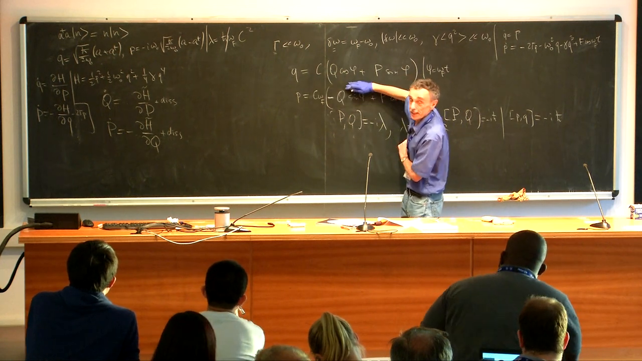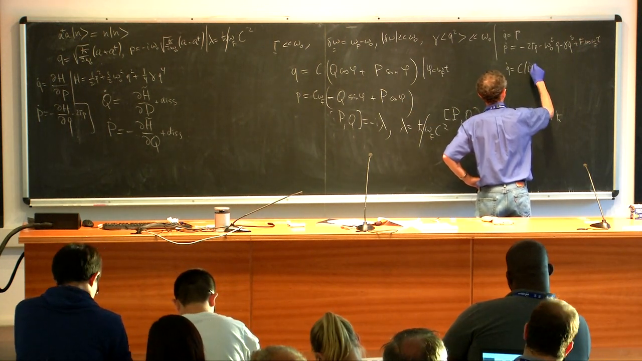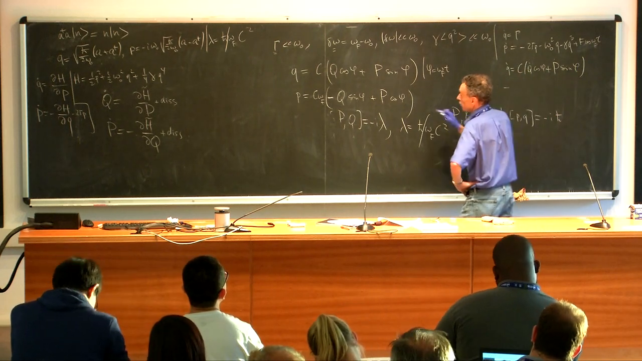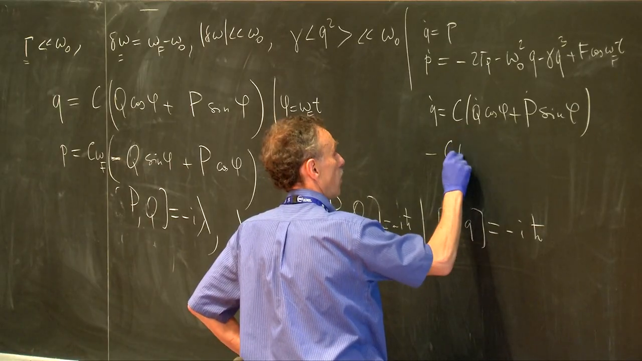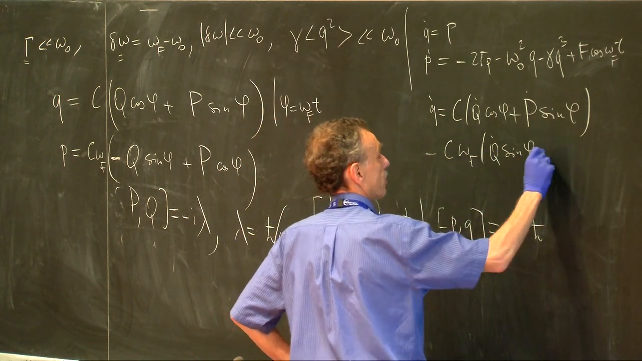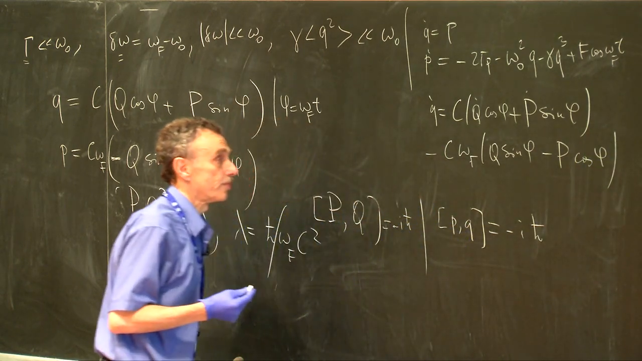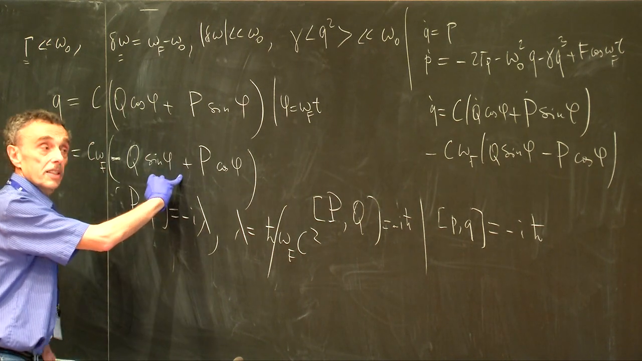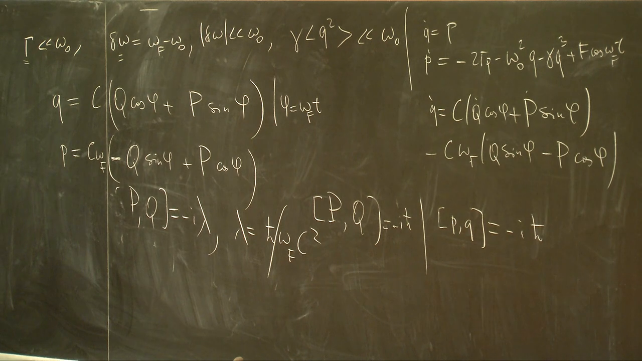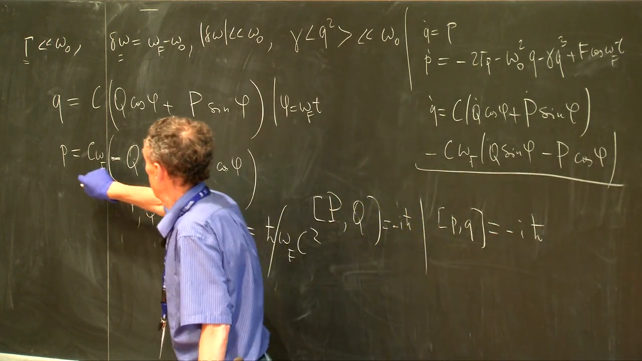So I have to differentiate this expression to have this expression. So my Q dot is equal, if I differentiate this, C Q dot cosine phi plus P dot sine phi minus. Now I have to differentiate phi, so minus C omega F, derivative of phi is omega F, Q sine phi minus P cosine phi. And this is equal to this line. This is how I define this transformation. So what I get instantly is that this expression is actually this expression.